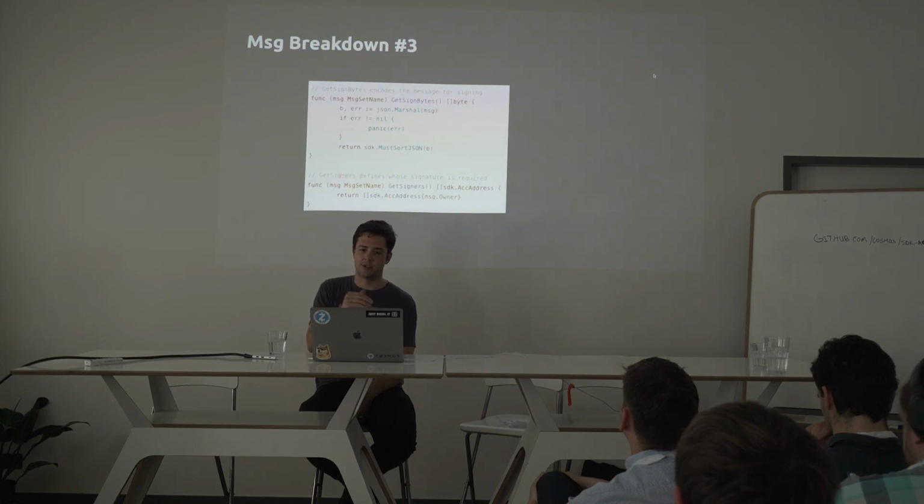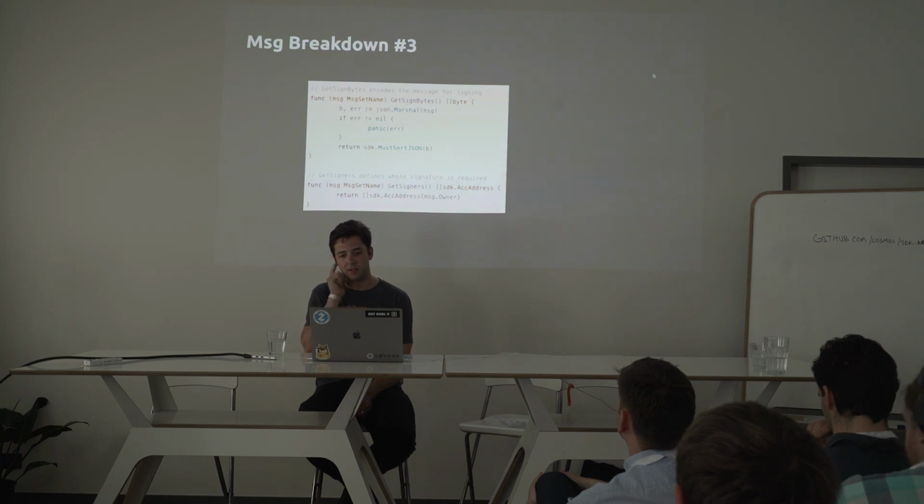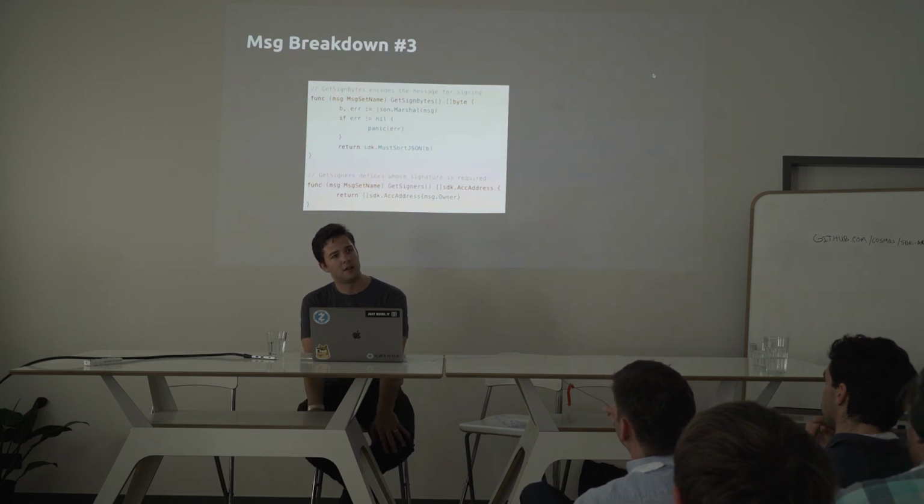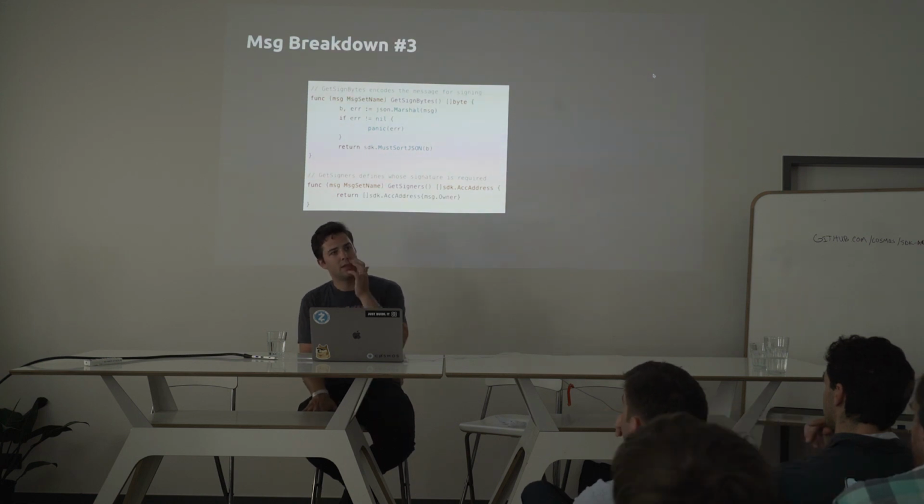Get sign bytes, again, we're just marshaling it. One note, marshaling to sorted JSON will generally help you avoid a lot of issues. We offer some convenience functions for that. And then get signers, and the signer is basically whoever owns the name needs to sign this message. Is it sorted JSON, otherwise canonicalized, like spacing? Yes. And so it's really canonical JSON you're getting out of it.